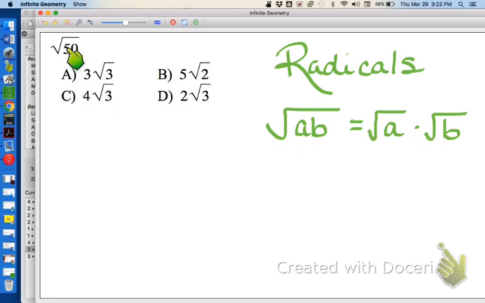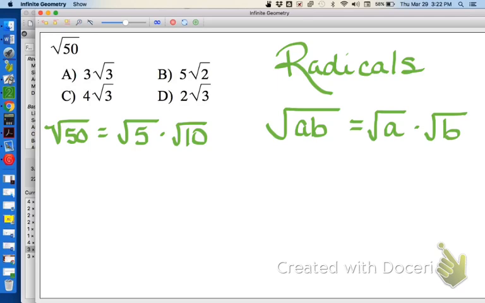So if I was wanting to simplify this, I'm just going to start by showing you that I can break this apart. I can say that that's 10 times 5, still equal to the square root of 50. Can't simplify this at this point. So let's think of another set of factors.